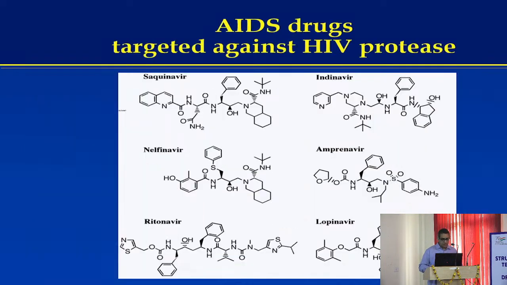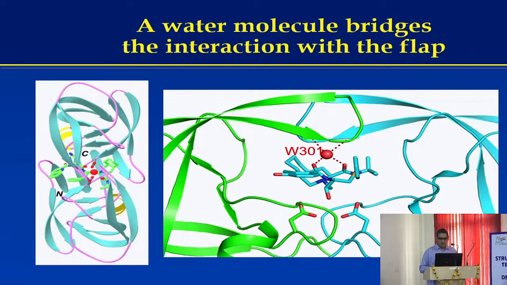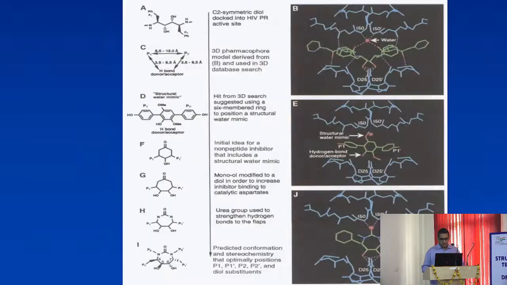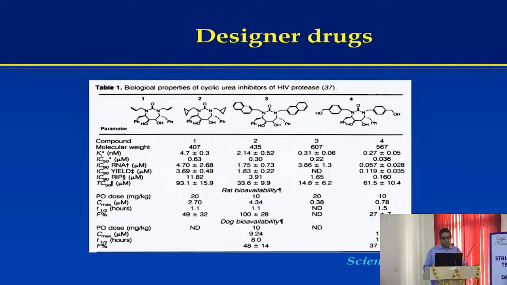But this is a good protease to work on, and those who are working especially on AIDS and HIV drug development should target this protease, and many people are targeting it. This is the structure. And you can see this paper, which is a milestone paper, Rational design of potent bioavailable non-peptide cyclic ureas as HIV protease inhibitors. Based on that, a lot of discovery has been done, and this is a very good paper published in Science in 1994. It reports these designer drugs, reported in Science, 1994.